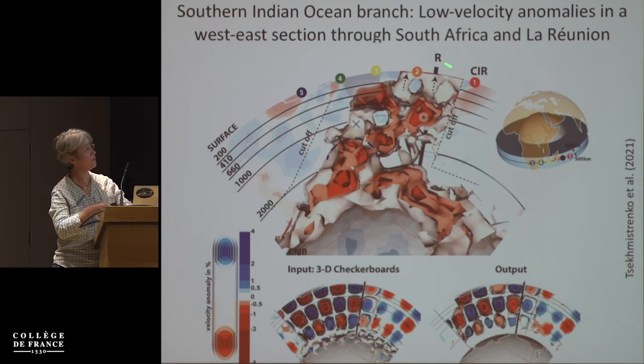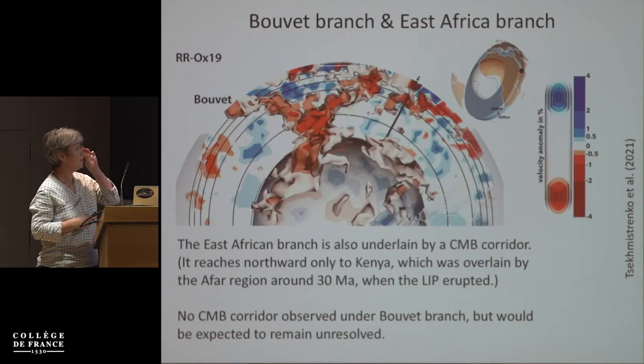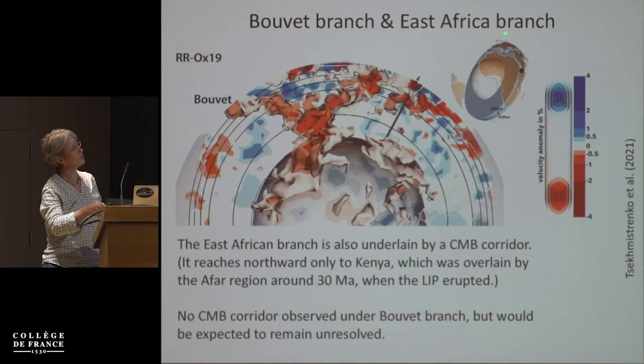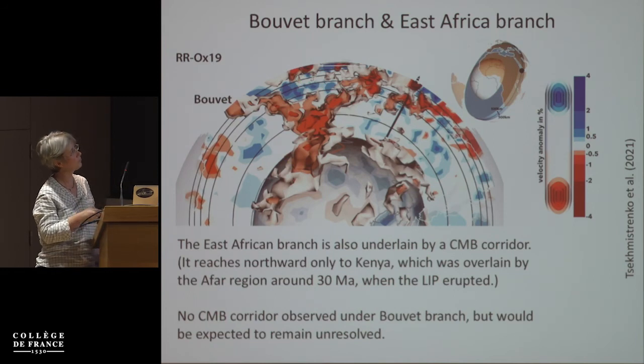And the upper mantle in general is quite complicated. The other 2 branches is a north-south section. Again, we have the LLVP that cusps here. And then we have one branch going diagonal towards Kenya and Afar. That's this. And we have another branch that goes diagonally towards Bouvet. Just quite poor resolution here, but the overall structure seems to be like that.